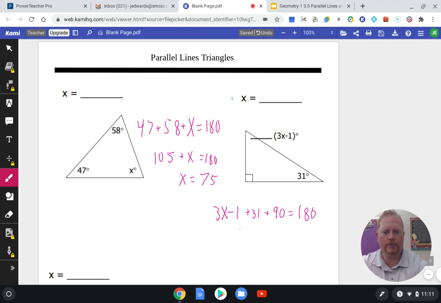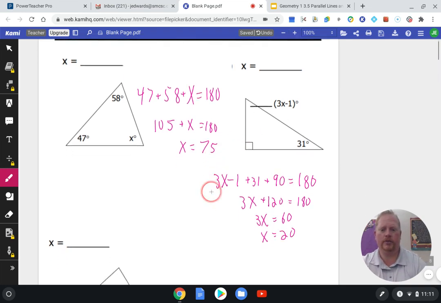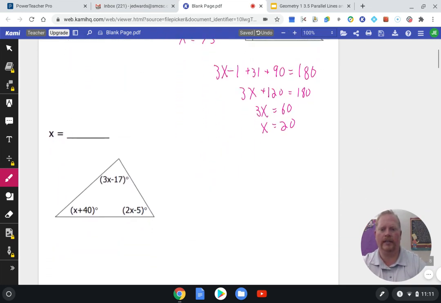Combine our like terms. So negative 1 plus 31 plus 90 is 120. And then just work our algebra magic from there. Subtract the 120 and divide by 3. So I get that x equals 20. Okay? Let's try another example. That gets a little bit trickier.